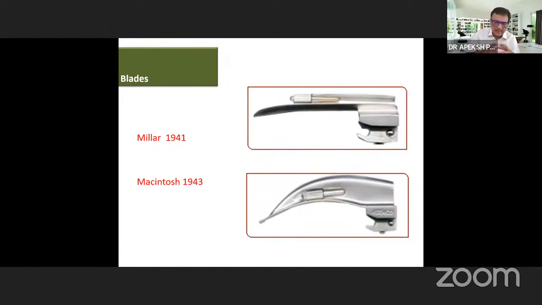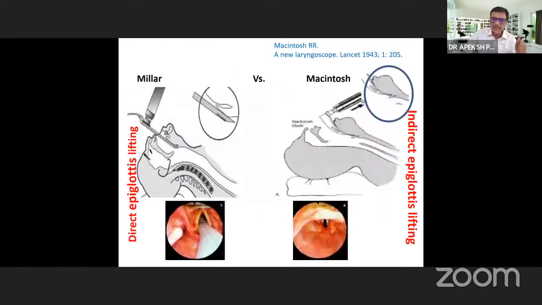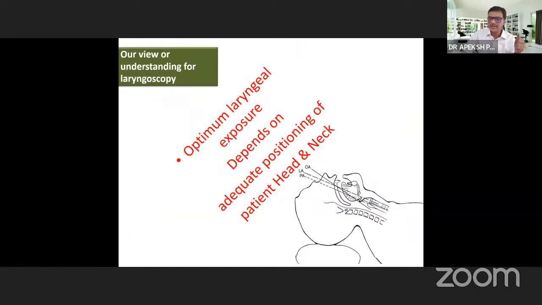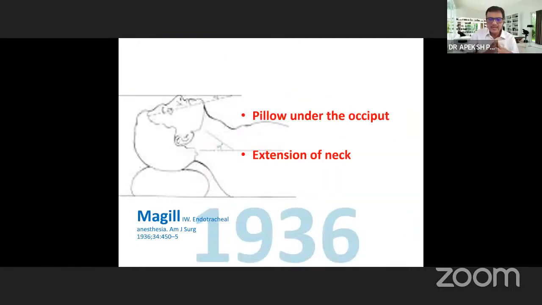The Macintosh-Miller blade was introduced in 1941, and two years later, Macintosh introduced the curved blade. Both blades provide a good laryngeal view. But the optimal laryngeal view depends on patient head and neck positioning. And in 1936, Magill was the first person who explained that to improve the laryngeal view, just keep a pillow underneath the occiput and then extend the neck.